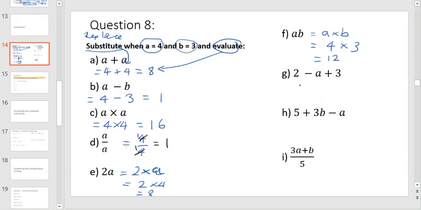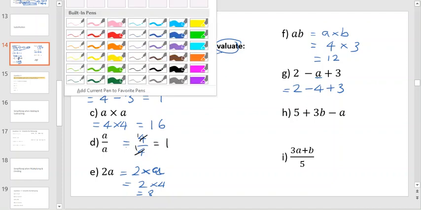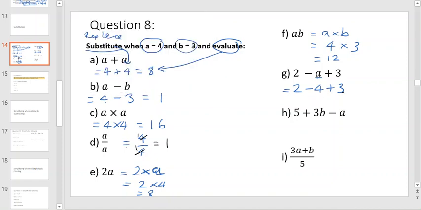Now, G, just be careful now because it does start to get a bit more tricky. So G is, there's my A I'm going to replace first. A is 4, so I'm going to have this. So first, let's substitute. 2 take away 4 plus 3. And when you are doing this, you are still applying order of operations, your BIDMAS. Now look at this, I've got take away and a plus. They are equal operations. Neither comes first, so I know I have to work from left to right. Do not go 4 plus 3 first. That will be wrong. We go left to right.